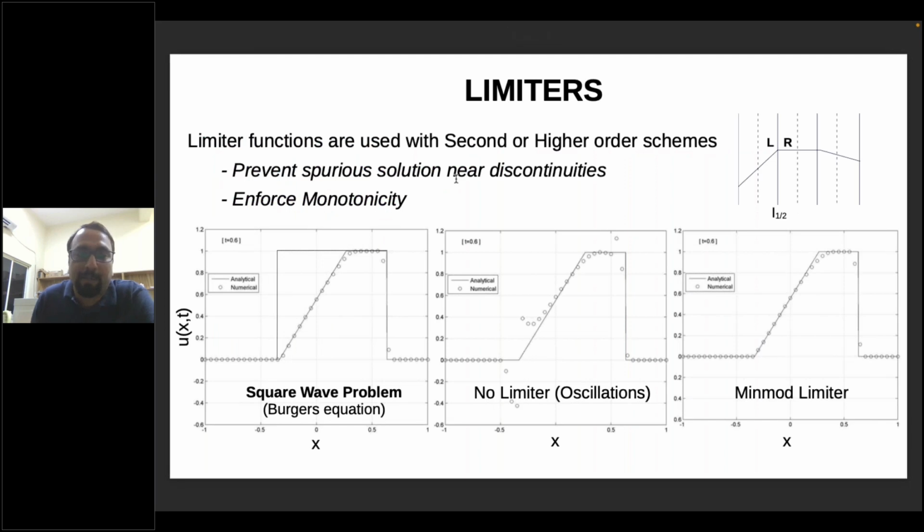Coming to the limiter side, all of us are aware, you use them with second order or higher order schemes or reconstruction to prevent spurious solutions near the discontinuities. You can see an example here for a square wave problem, a textbook problem, where after some time, based on the left and right states, you have an expansion on the left and the right travels with a shock. If you use a second order scheme, for example, Lax-Wendroff, you will end up with overshoots or undershoots near the discontinuities.